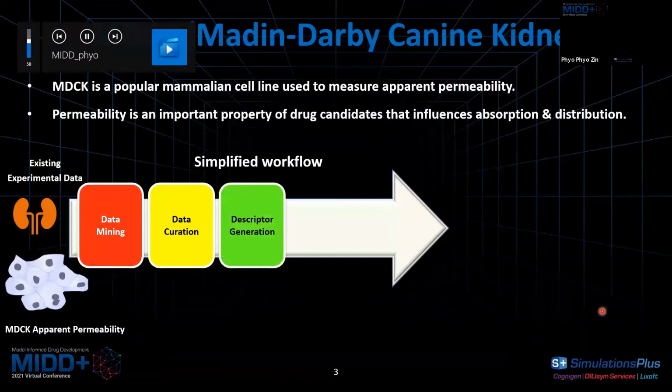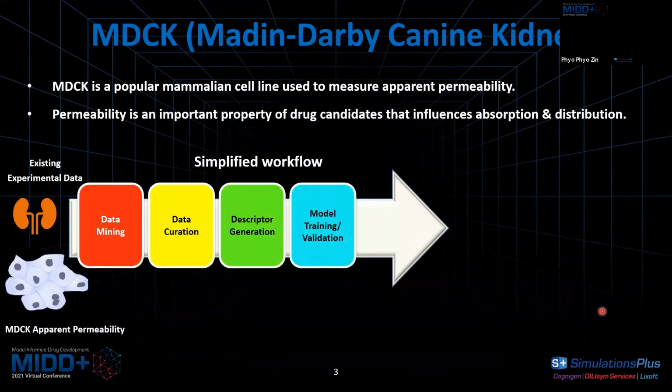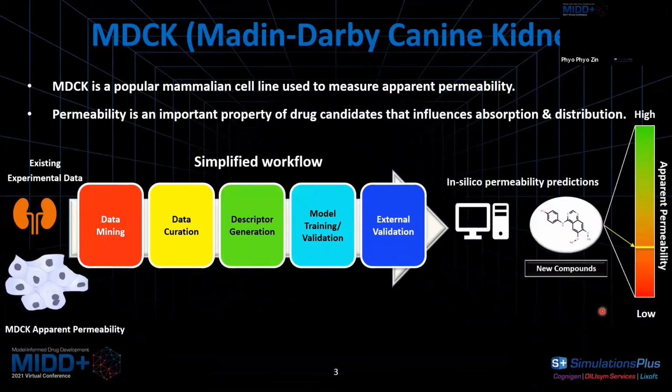The next step is descriptor generation. Once we have the curated dataset and the descriptors, we start building models and validating them. Then we do external validation. At the end of the pipeline, we have a final model to make in silico predictions for the new compounds. The major focus of this presentation is going to be on the data curation part of the pipeline.